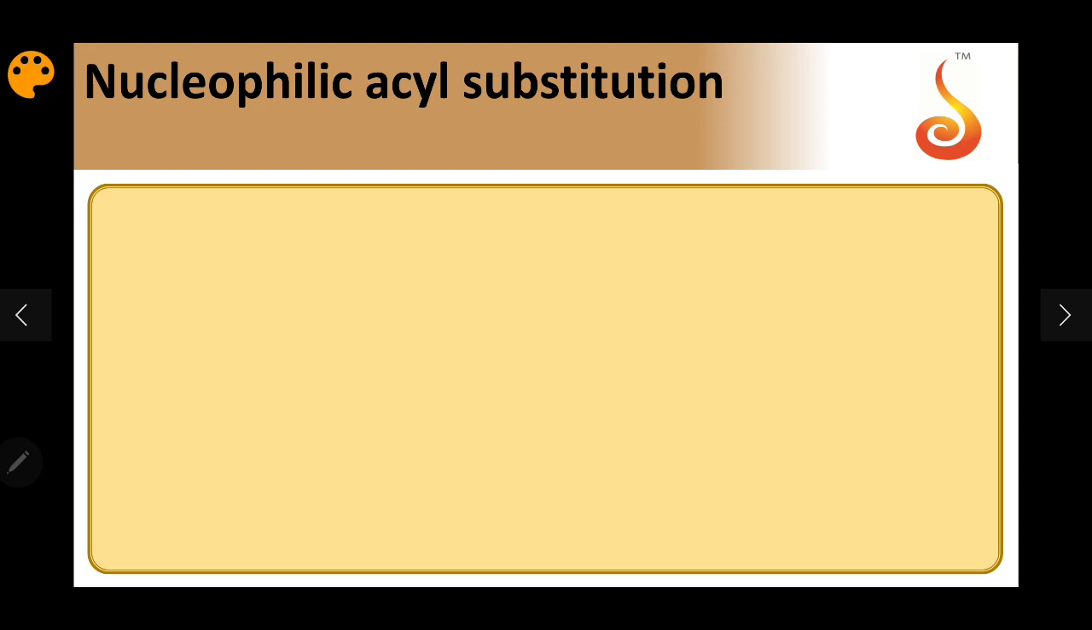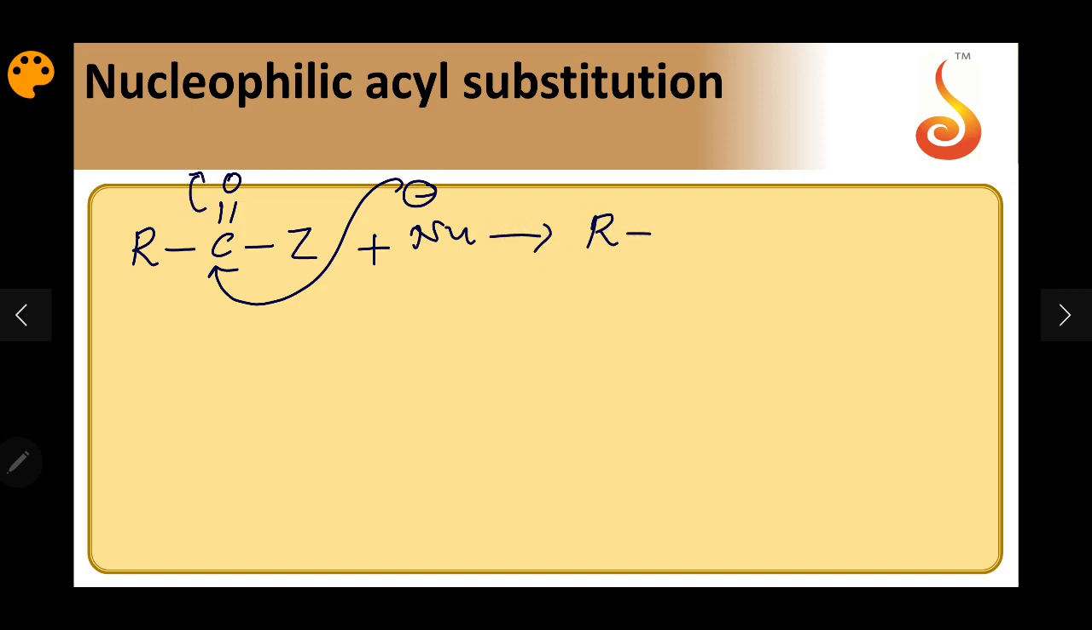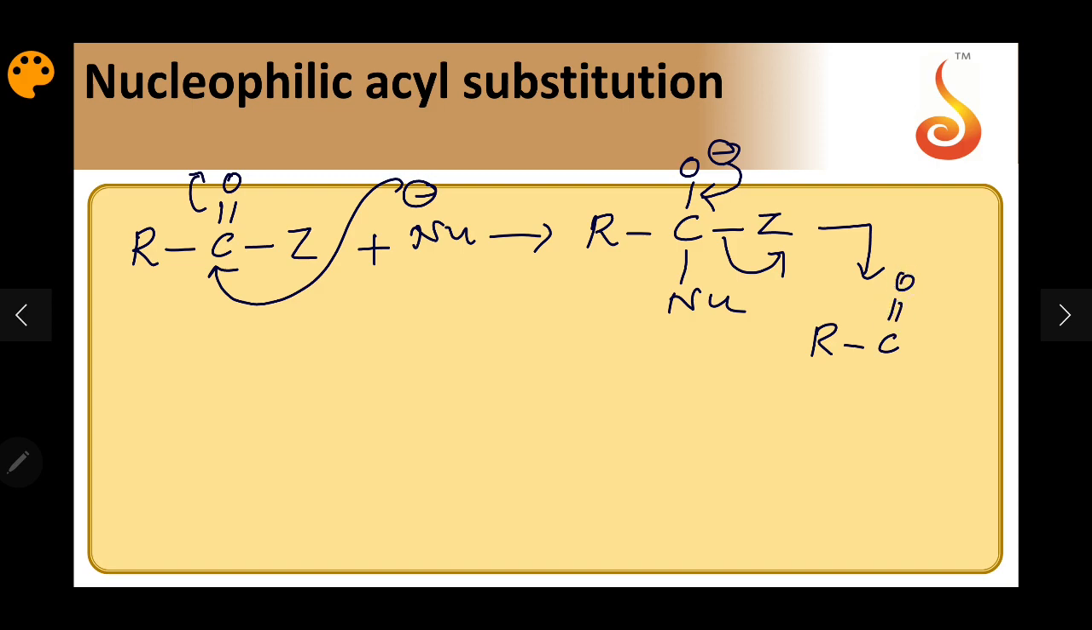So going to acid derivatives, the most common reaction of acid derivatives is nucleophilic acyl substitution. In nucleophilic acyl substitution, RC double bond OZ reacts with a nucleophile Nu. So this will attack the carbon and gives RCO minus Z and Nu. So this negative charge can come back and Z can go out, forming the acyl substituted product.